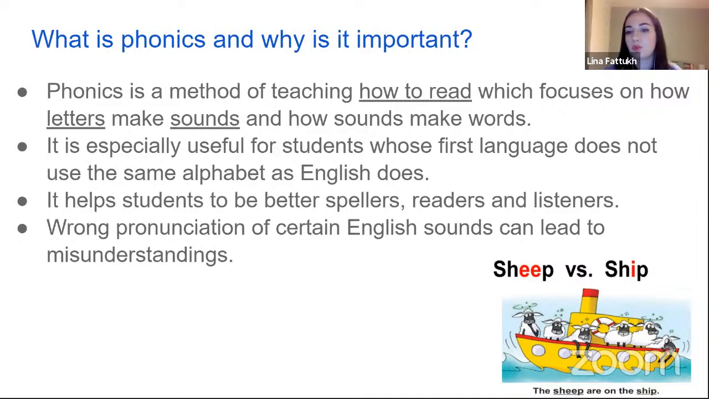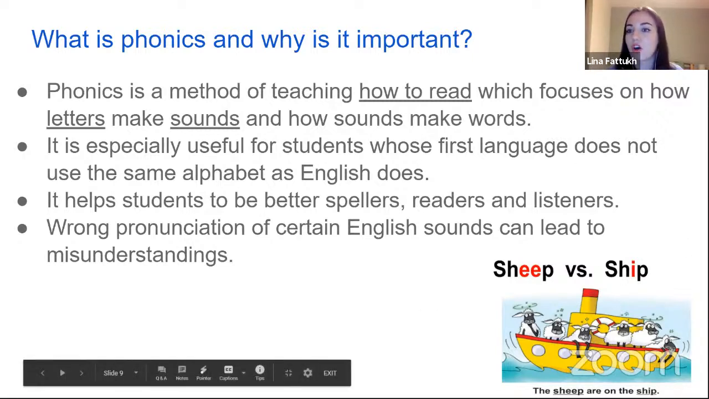And it's especially important in English because wrong pronunciation of certain English sounds can lead to misunderstandings, as you can see here on the picture.